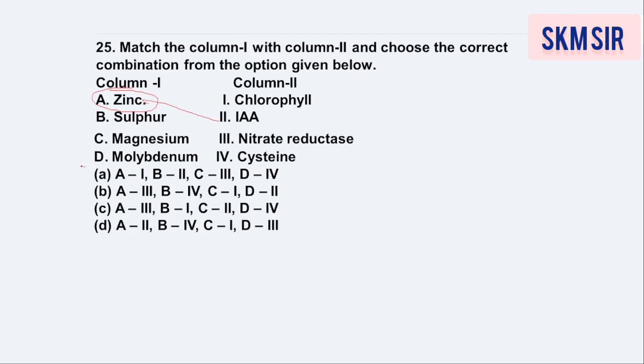And if you observe these options, A2 is present only in the fourth option. So it is obvious that you can mark option number D even after knowing only one matching. So it is very easy. We have completed it in a very easy form. As we know only one of the options, even then we can get the correct option. So the rest of the options are also clear. That is sulfur. Sulfur is present in the amino acid cysteine. And for magnesium we will mark chlorophyll, and molybdenum we will mark nitrate reductase.